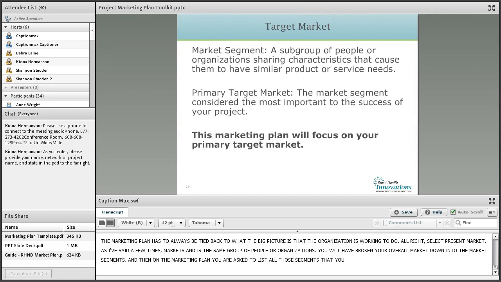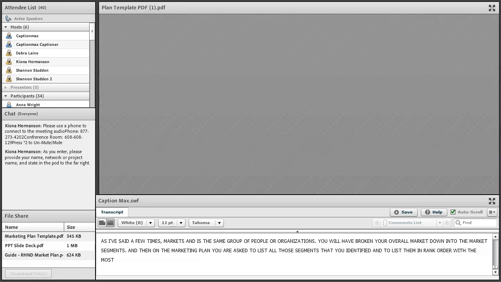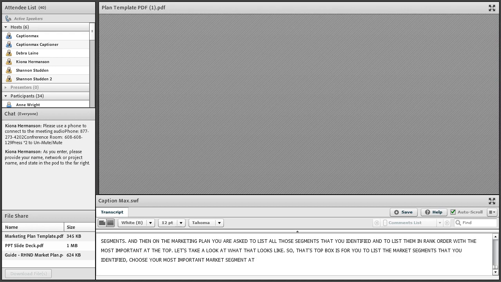All right, so a target market. As we said now a few times, a market segment is a subgroup of people or organizations. So in the preparatory work, you will have broken your overall market down into unique market segments. And then on the marketing plan, you're asked to list all of those segments that you identified in your pre-work and to list them in rank order with the most important at the top. Let's take a look at what that looks like on the template.